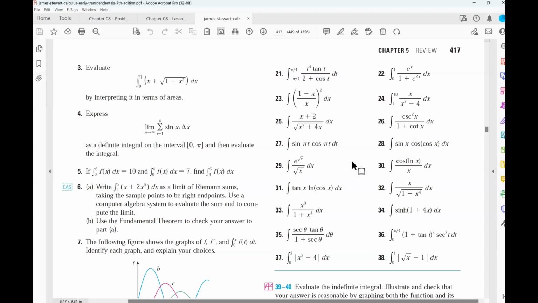30. U should be the natural log of x because the derivative of the natural log is 1 over x. Yep. How about 31?